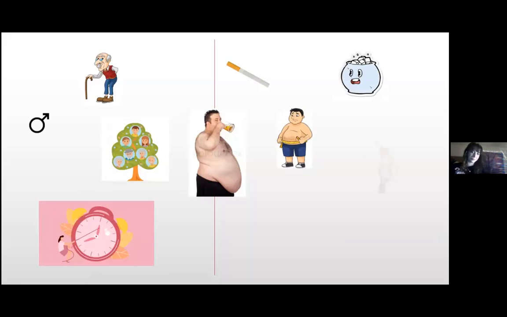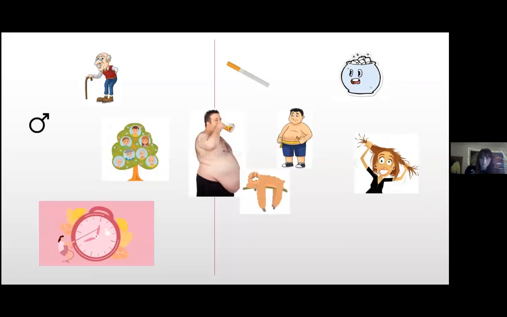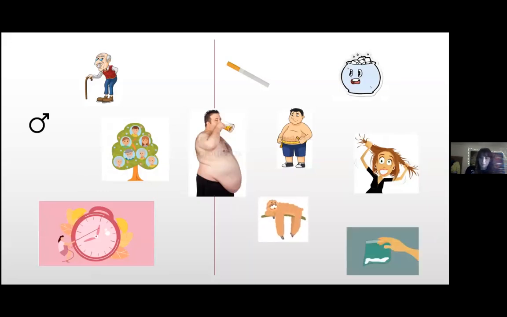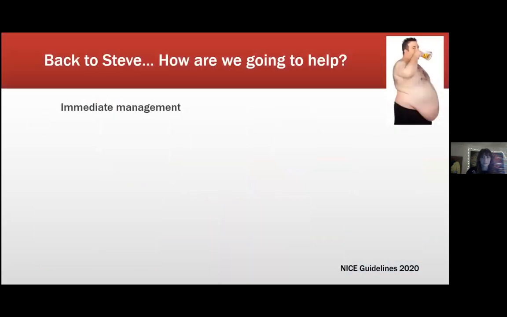So yeah, obesity, hypertension, sedentary lifestyle, and recreational drugs such as cocaine can be a cause of MI, particularly in young males. You can see that sometimes. So how are you going to help Steve now he's in this situation? What is the immediate management of an MI?